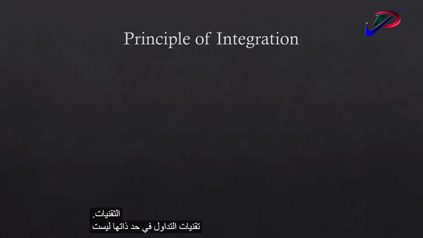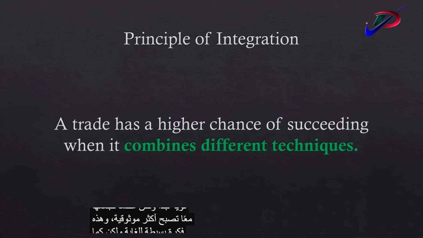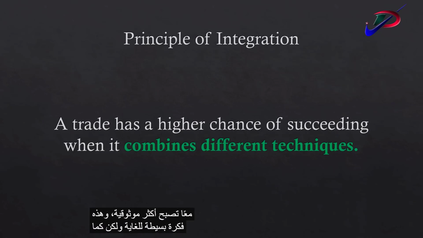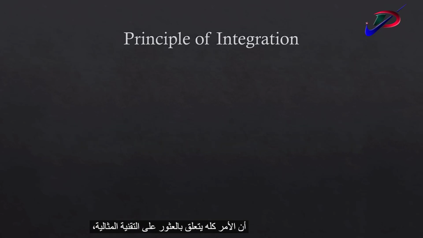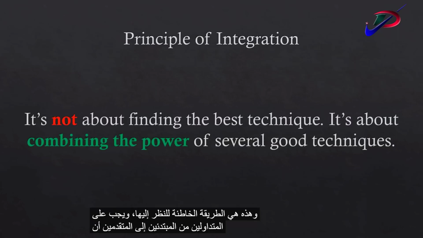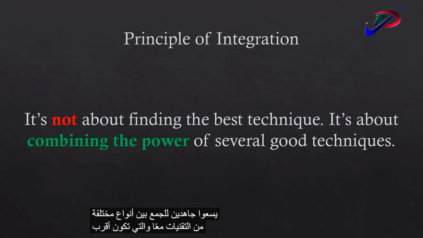Trading techniques by themselves are not very powerful, but when you combine them together, they become a lot more reliable. That is an extremely simple idea, but as I said, it's the most powerful principle in all technical analysis. It's a lot more powerful than any single technique you can imagine. Most people who begin to trade believe that it's all about finding the perfect technique. This is the wrong way of looking at it. Traders, from beginners to advanced ones, should strive to combine different types of techniques together.